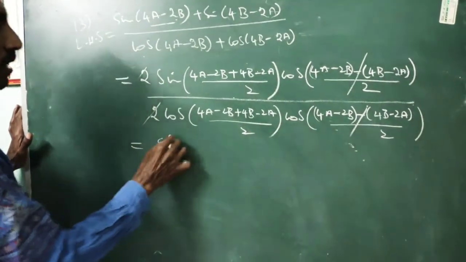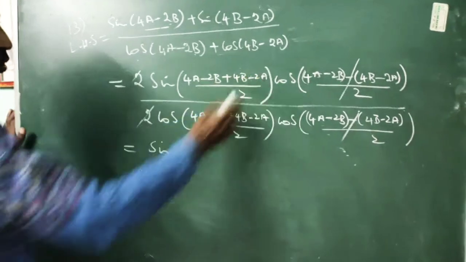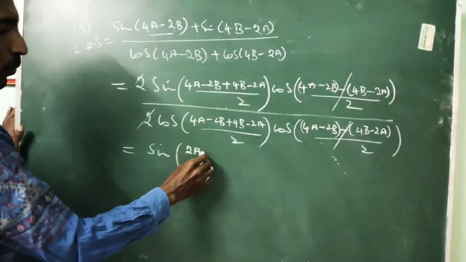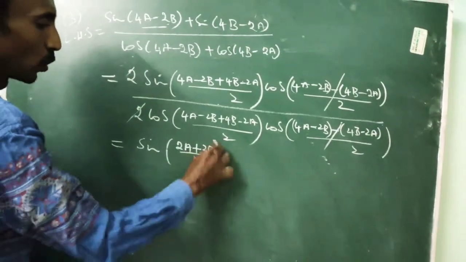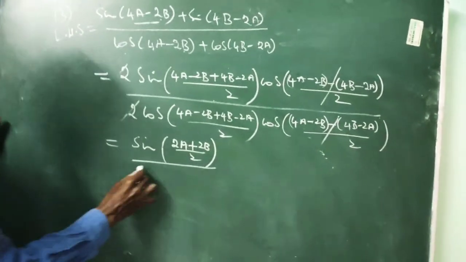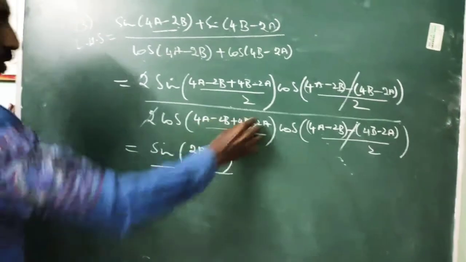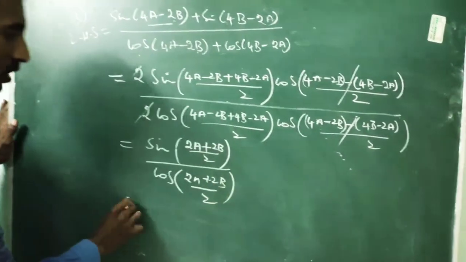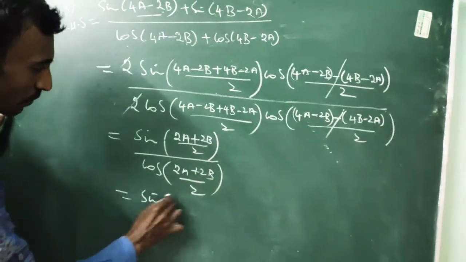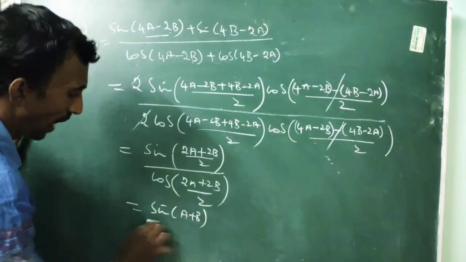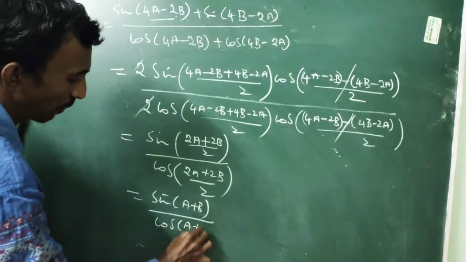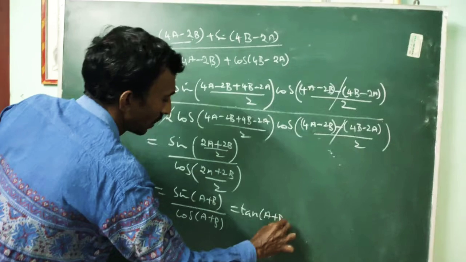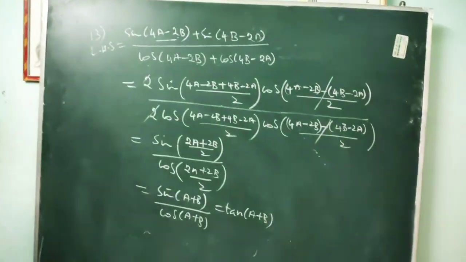So sin of (4a minus 2a, 2a, 4b minus 2b, 2b) by 2, divided by cos of (2a plus 2b) by 2. So cancel by 2, sin(a plus b) by cos(a plus b), that is tan(a plus b), that is the RHS.